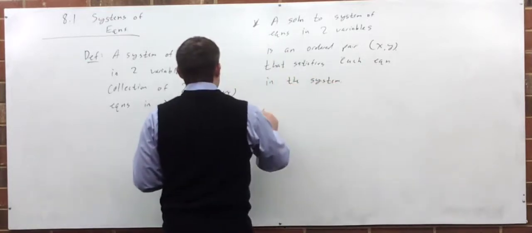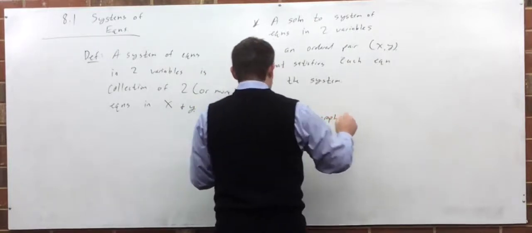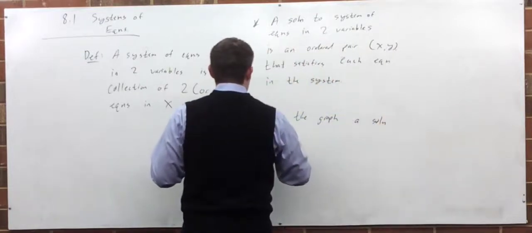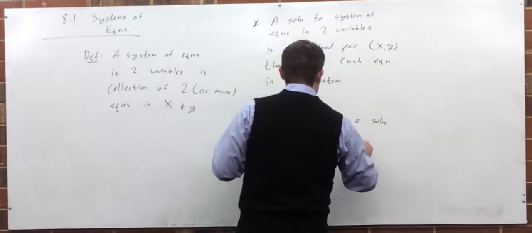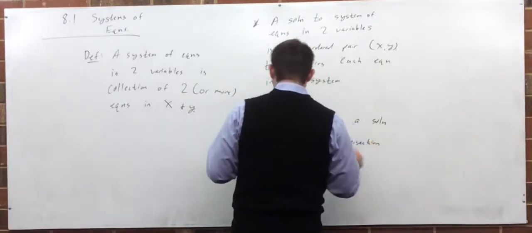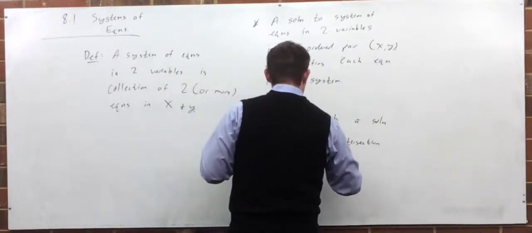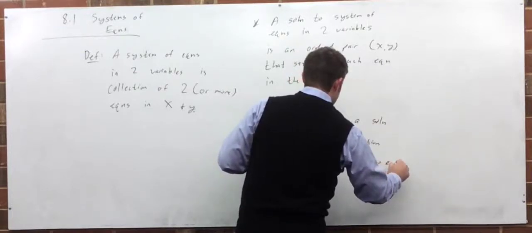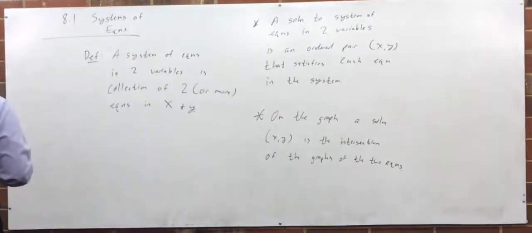Now on the graph, a solution x comma y is the intersection of the graphs of the two equations. Okay? So we'll jump into a few examples here, and it'll make these definitions a bit clearer.